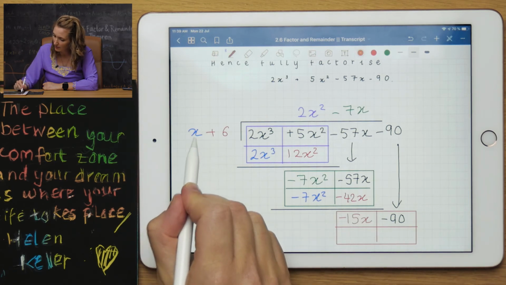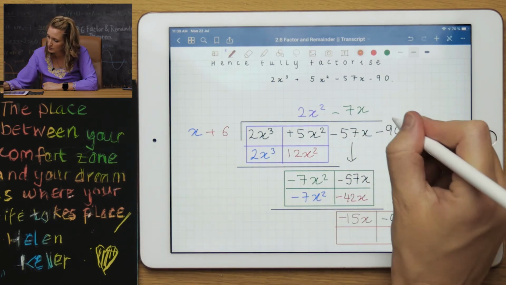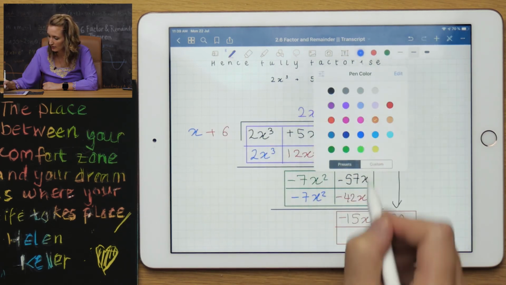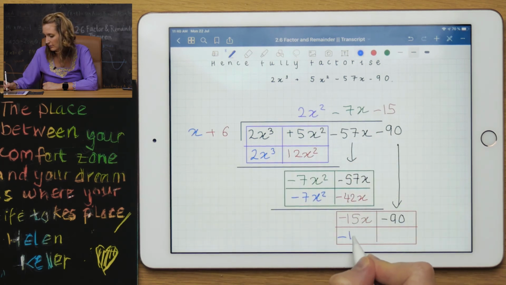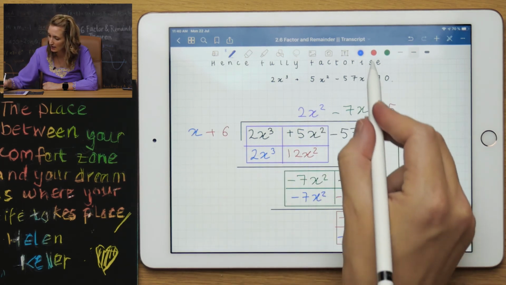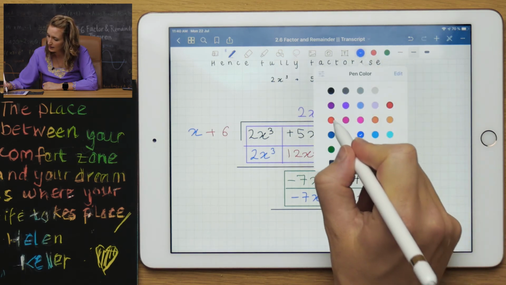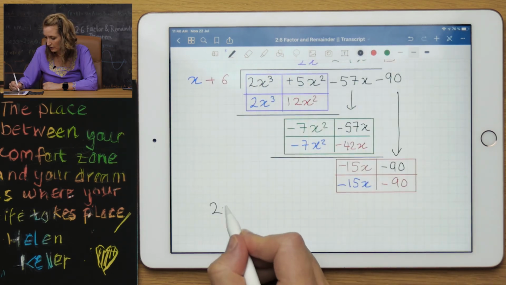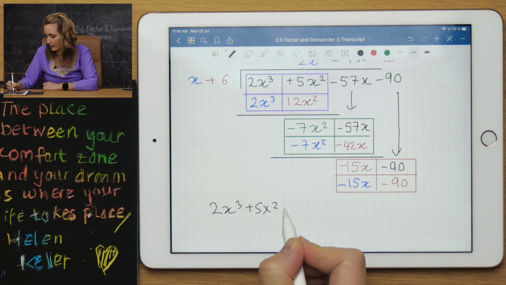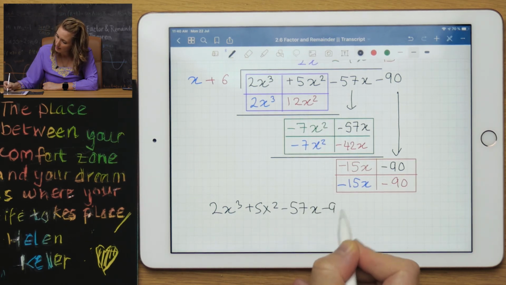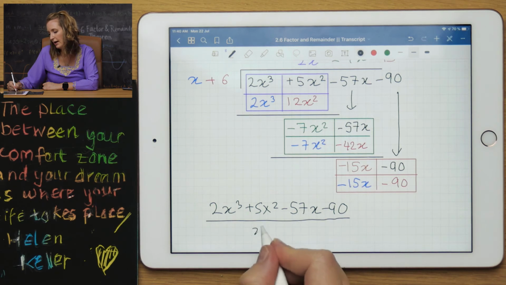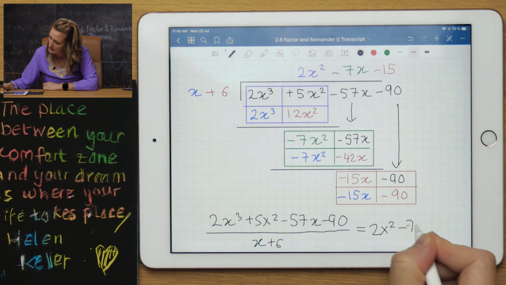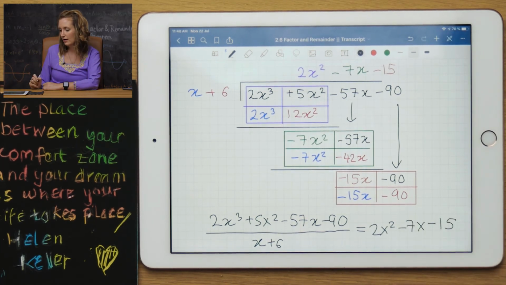Minus 15x divided by x to calculate the next term in our quotient is minus 15. Minus 15 times by x, minus 15x, and 6 times by minus 15 is minus 90. So, final answer, 2x cubed plus 5x squared minus 57x minus 90 divided by x plus 6 equals 2x squared minus 7x minus 15.